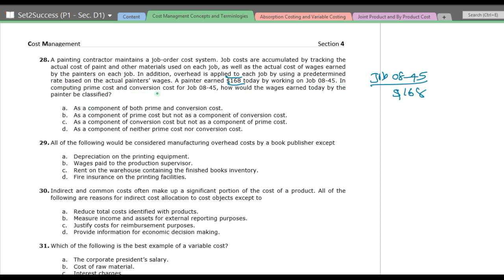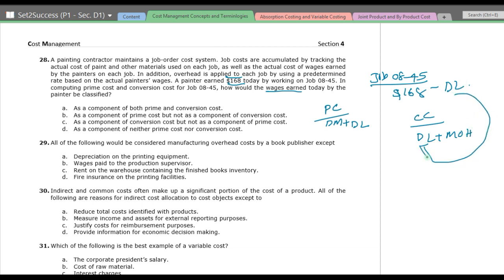In computing prime cost and conversion cost, we need to compute the prime cost and conversion cost for job 845. How would the wages earned today by the painter be classified? This is basically direct labor because it's a wage. They are asking the classification of prime cost and conversion cost. Prime cost is direct material plus direct labor, and conversion cost is direct labor plus manufacturing overhead. So direct labor is in both, and this 168 comes under the prime cost as well as the conversion cost. So it's a component of both prime cost and conversion cost, yes.